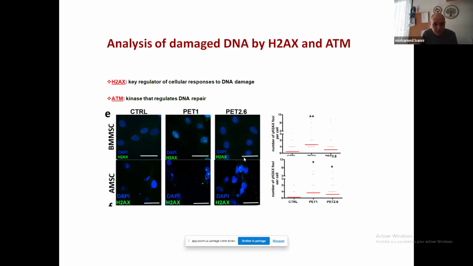These two techniques: one is a key regulator of cell response to DNA damage, and ATM is a kinase that regulates DNA repair. So both of them act to regulate cell response to DNA damage and how to recover the DNA. As you can see here, the two main proteins are overexpressed. That means that DNA is altered in this case. So DNA was altered, that's why the cell is expressing key proteins of cell repair. Yes, I would stop with this.